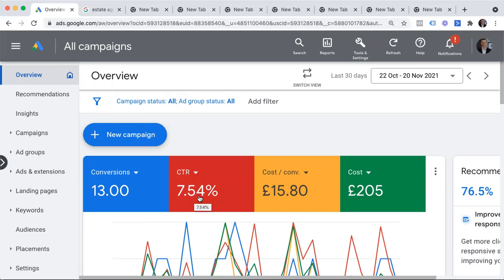Basically, we look for anything of around about 4%. Google say 2%. But we want to get a little bit higher than that. Higher the better. That's basically telling Google that people are liking your ad and it's relevant. It's all about relevance. Now, for each one of those 13 conversions, we've spent £15.80.